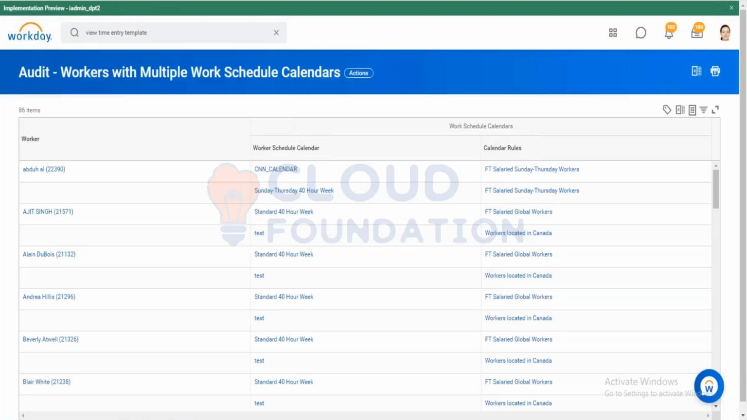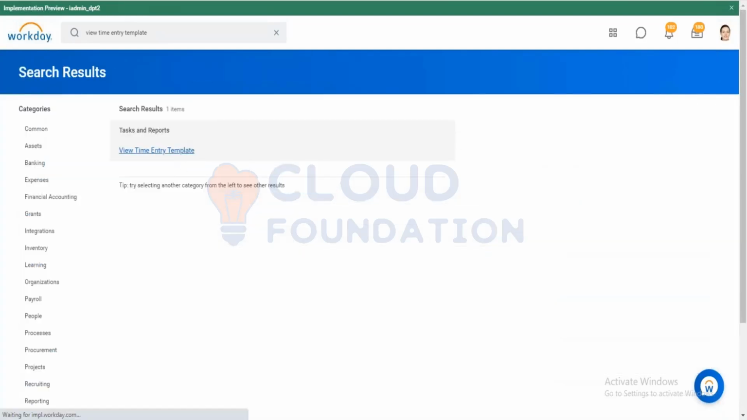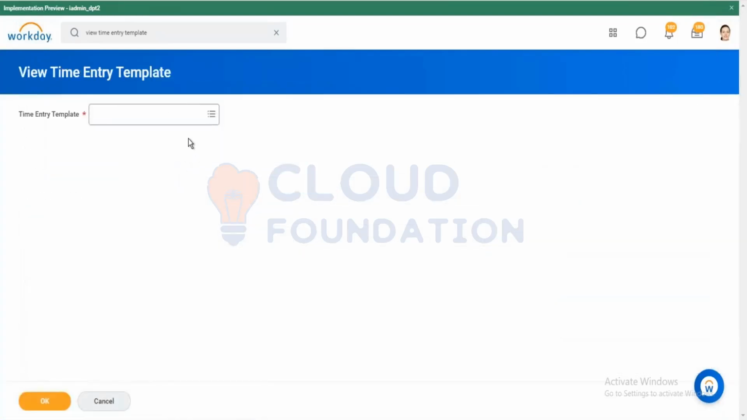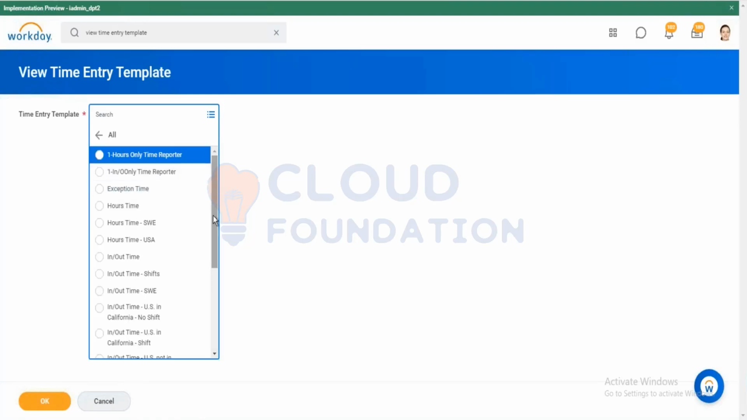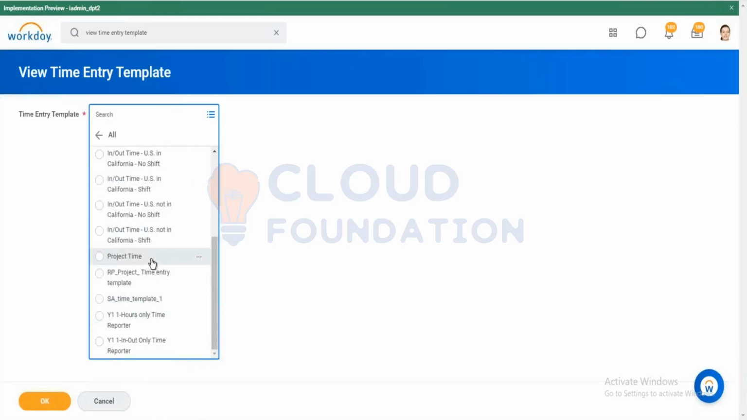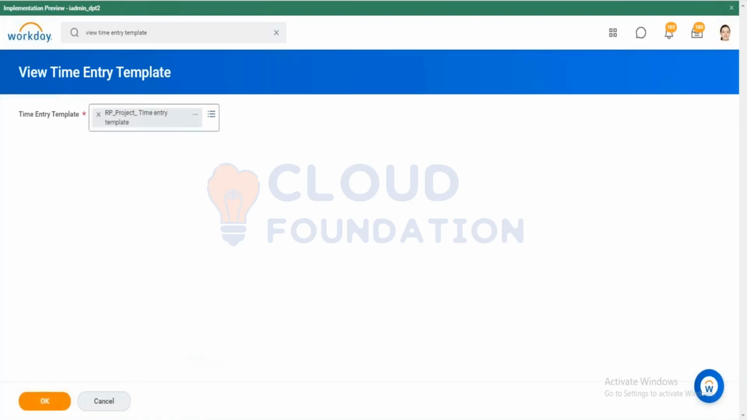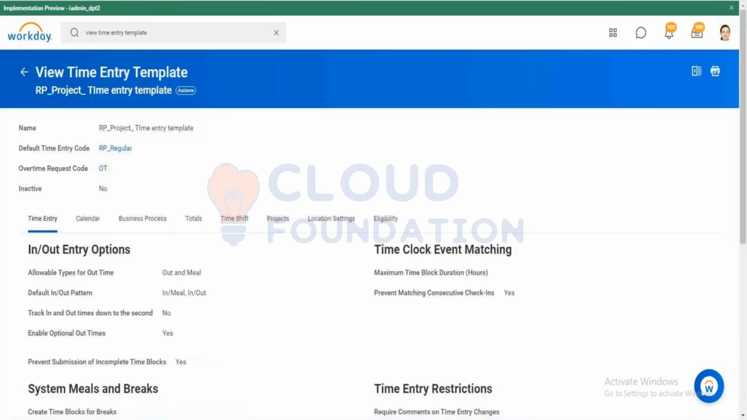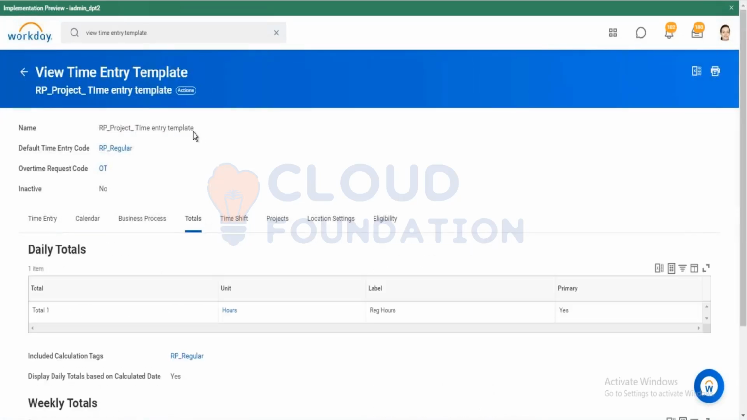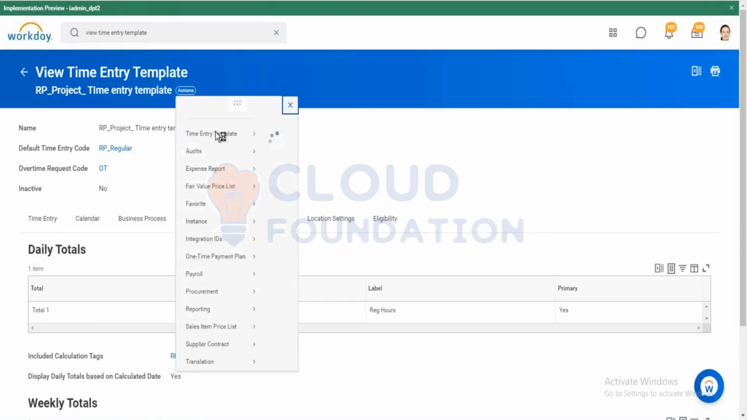So how do you link the time entry code to the time entry template? Time entry code never interacts with the time entry template. We just make it default. We use time code, time calculation tags. They interact with your template. Instead, I told you those values which are getting projected on the top right were from the time entry code itself, from your RP regular time entry codes.